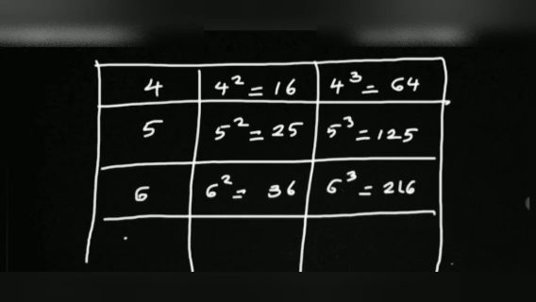Next we have number 7. And first we are going to find out 7 squared. What is 7 squared? It means 7 into 7. What is it? 7 7s are 49.